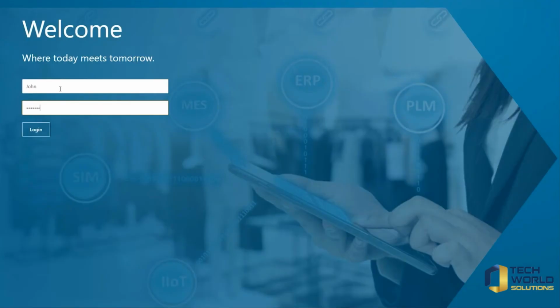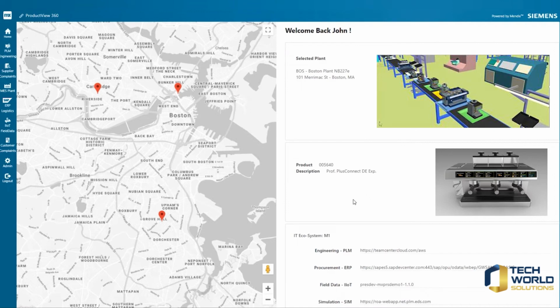As he logs on, John will be able to select the manufacturing plant that produces a commercial-grade coffee maker. He gets a live stream of the production area, a confirmation of the product, as well as a few details of the systems connected to the app.